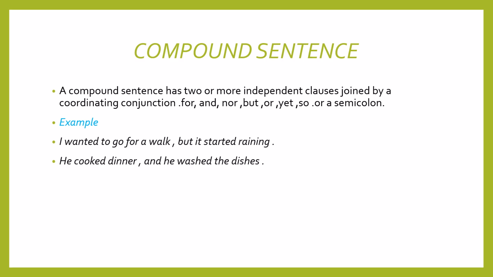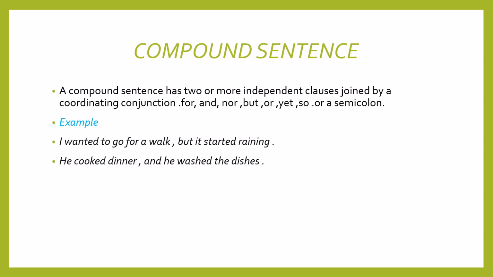We can also join two independent clauses using only a semicolon. Two complete ideas joined by a semicolon is a compound sentence too. So let's see these examples to understand more. I wanted to go for a walk. This is a complete sentence. Subject, verb, all right? A complete meaning. Comma. Always remember that we have a comma before the coordinating conjunction. We don't put a comma after the coordinating conjunction. It is always before it.